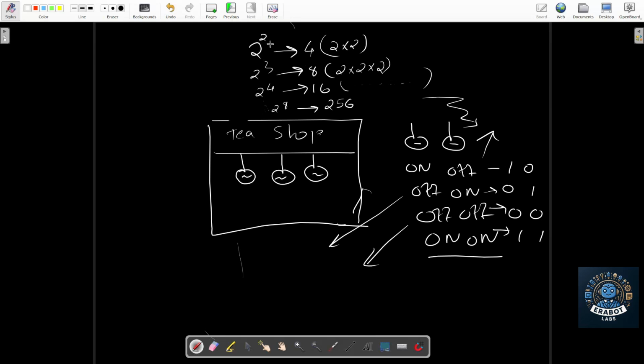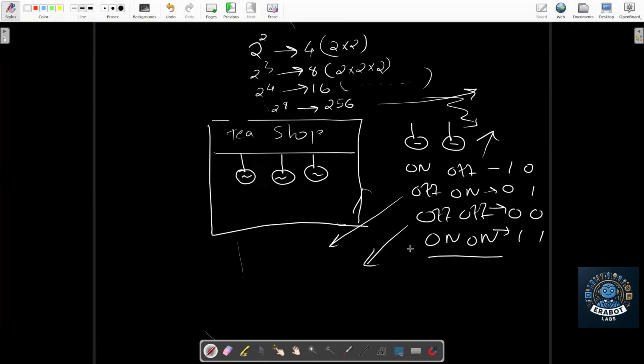If there are 2 bulbs, that means 2 times 2, so 4 combinations of messages are possible. If there are 3 bulbs, that means 2 times 2 times 2, which means 8 combinations of messages can be communicated using 3 bulbs. Similarly, with 8 bulbs, 2 raised to 8 means 256 combinations of messages. So by using 8 bulbs we can communicate 256 different instructions.